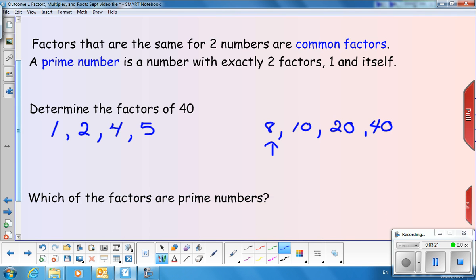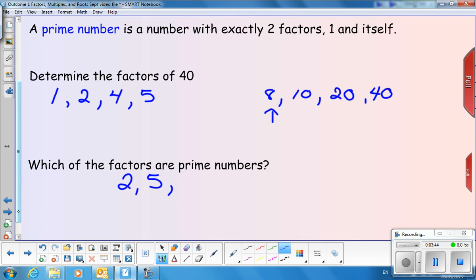Which of the factors are prime numbers? From that list of factors of 40, the only prime numbers are 2 and 5. Those are the only two that can be found by multiplying only two factors. 1 times 2 is the only way you can get 2, and 1 times 5 is the only way to get 5.